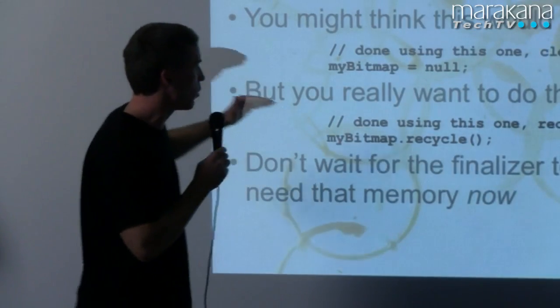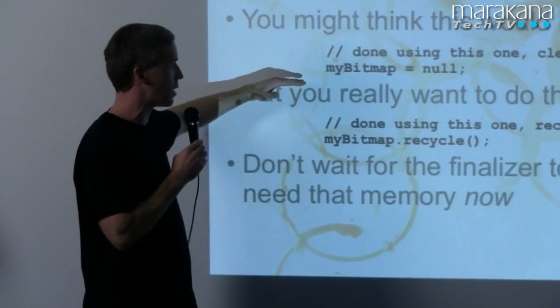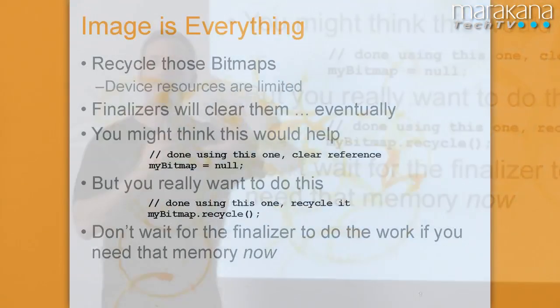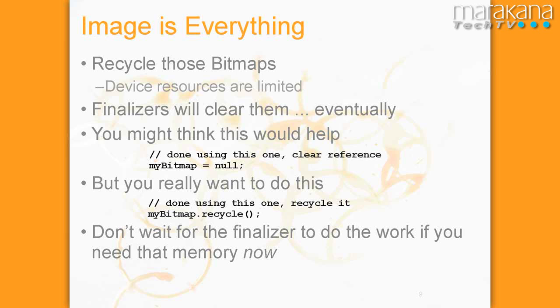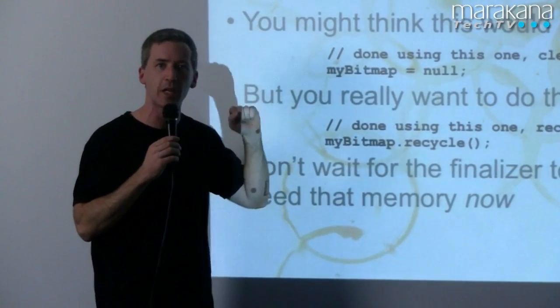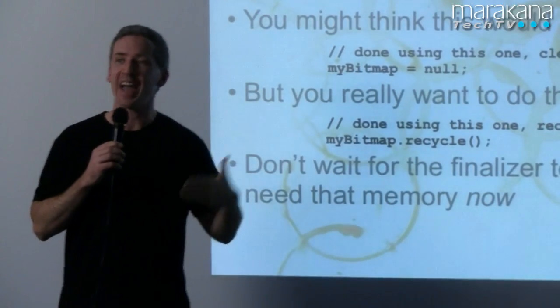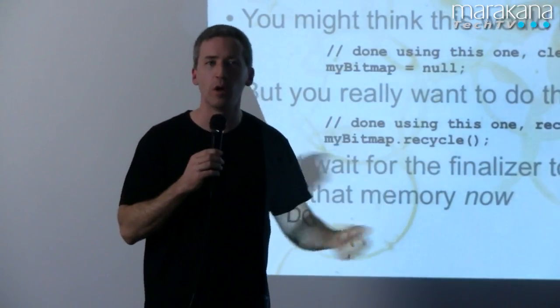So you would think in the modern days of garbage collecting VMs that this would be enough. You would say, well, I'm done with my bitmap, so set it to null, remove the reference, maybe it was a local scope reference, we're all done with this. Well, this is not a synchronous removal of the native memory, right? This just says, you know what, I have no reference to this thing anymore, so go ahead and collect it. And the garbage collector, at some time in the future, will collect it.